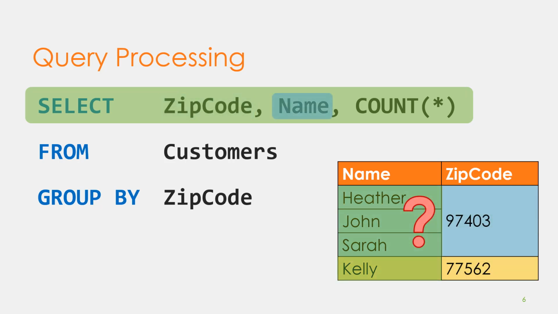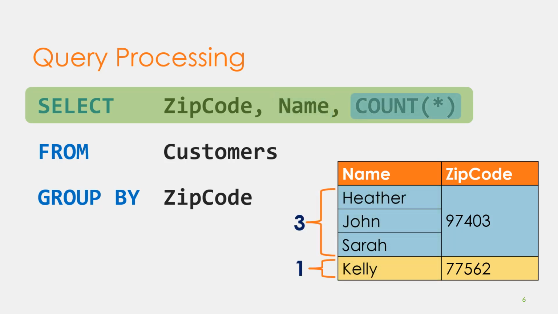However, trying to evaluate which name to return doesn't make any sense, as there are potentially multiple names for each zip code group. Which one should we return for 97403? Heather, John, or Sarah? This is logically incorrect. We cannot return all names from the group together with the group's common element in a single row, and this is the source of our error.